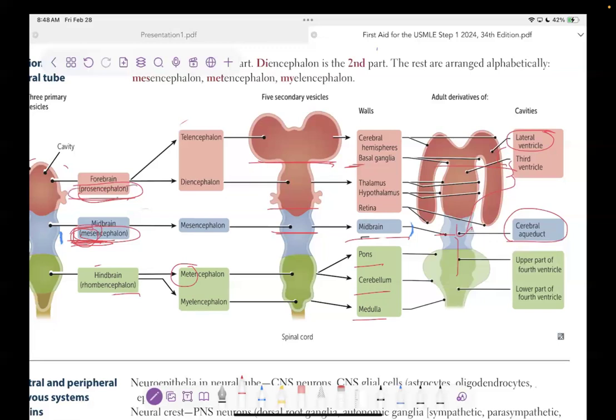We know that prosencephalon is the precursor of the real brain. The real brain is the cerebral hemisphere. The telencephalon part of the prosencephalon makes the cerebral hemisphere with the lateral ventricles. Diencephalon makes two things in the brain, which are thalamus and hypothalamus, and they have the third ventricle inside. And the mesencephalon, mesodermic encephalon, makes the midbrain.